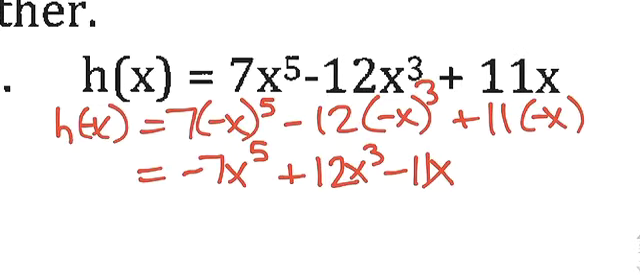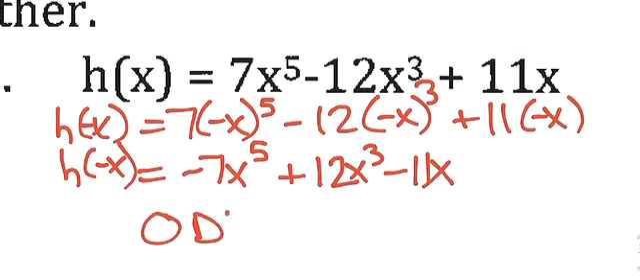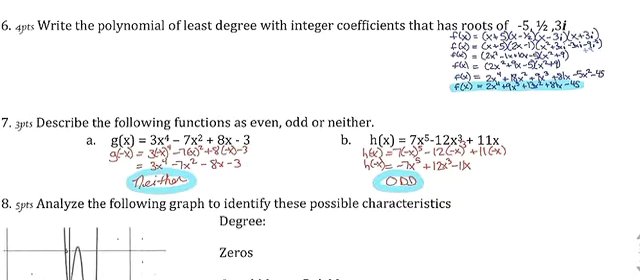So since every single term is the opposite of the original, we say that that original function is said to be an odd function. Okay, odd meaning 180-degree symmetry with respect to the origin.